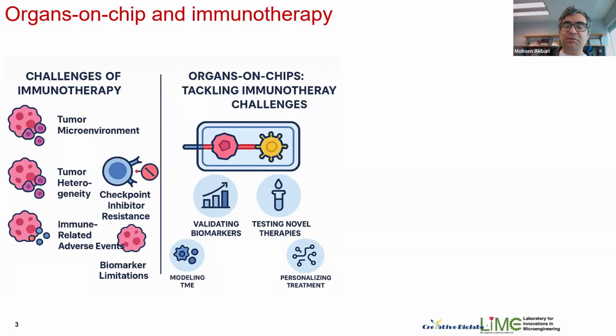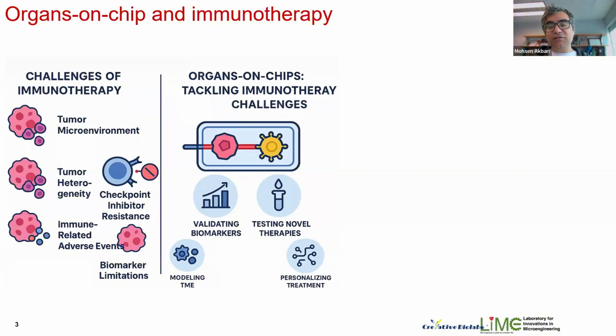However, organs on a chip systems can be designed in a way that they can test novel therapeutics with potential synergy to existing treatments, allowing for circumventing the issue of resistance mechanisms, such as, for example, checkpoint inhibitor upregulation, programmed death ligand 1 or other types of protein upregulations.